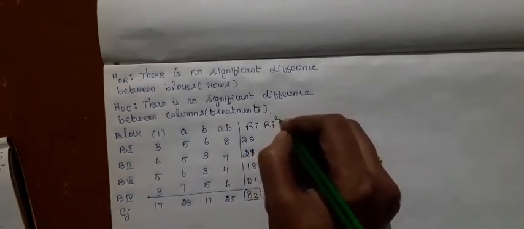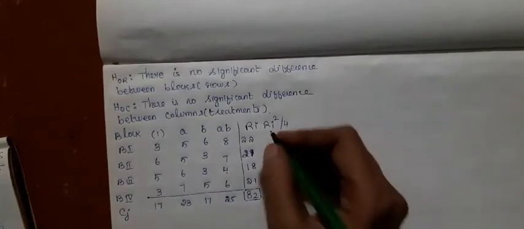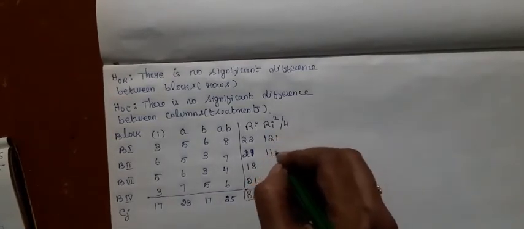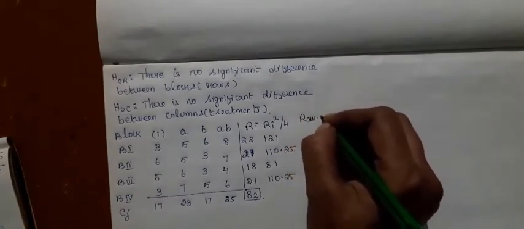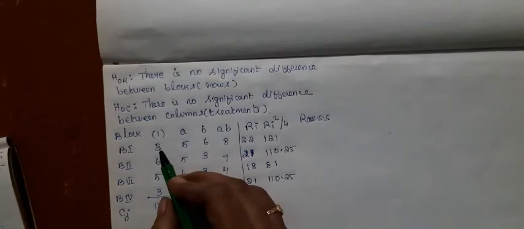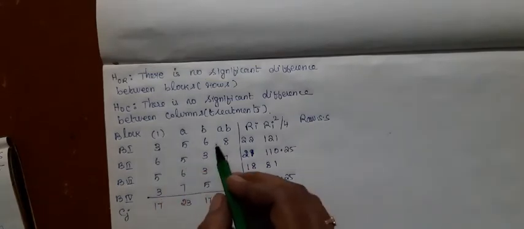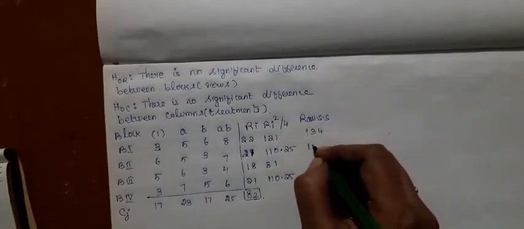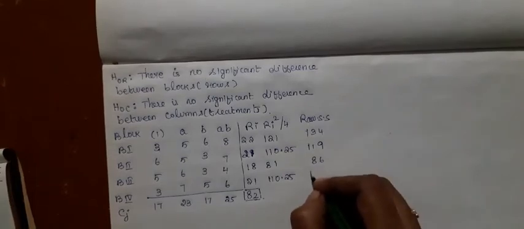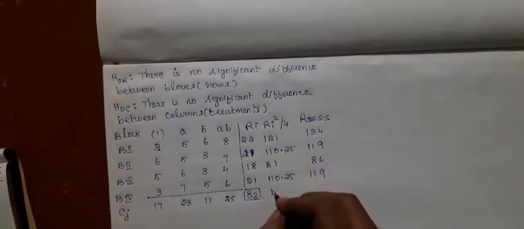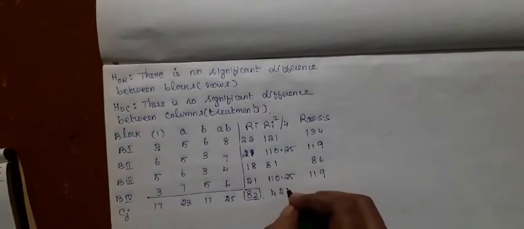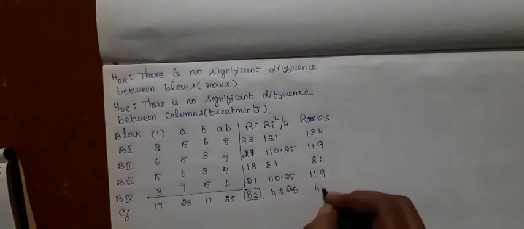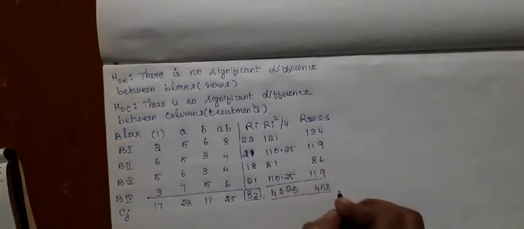Now find Ri square by 4. Do it with your calculator. So this value divided by 4 and then compute raw sum of square, that is square each value and add: 3 square plus 5 square plus 6 square plus 8 square, you get 134, 119, 86, 119. Then you calculate the total for these two columns.